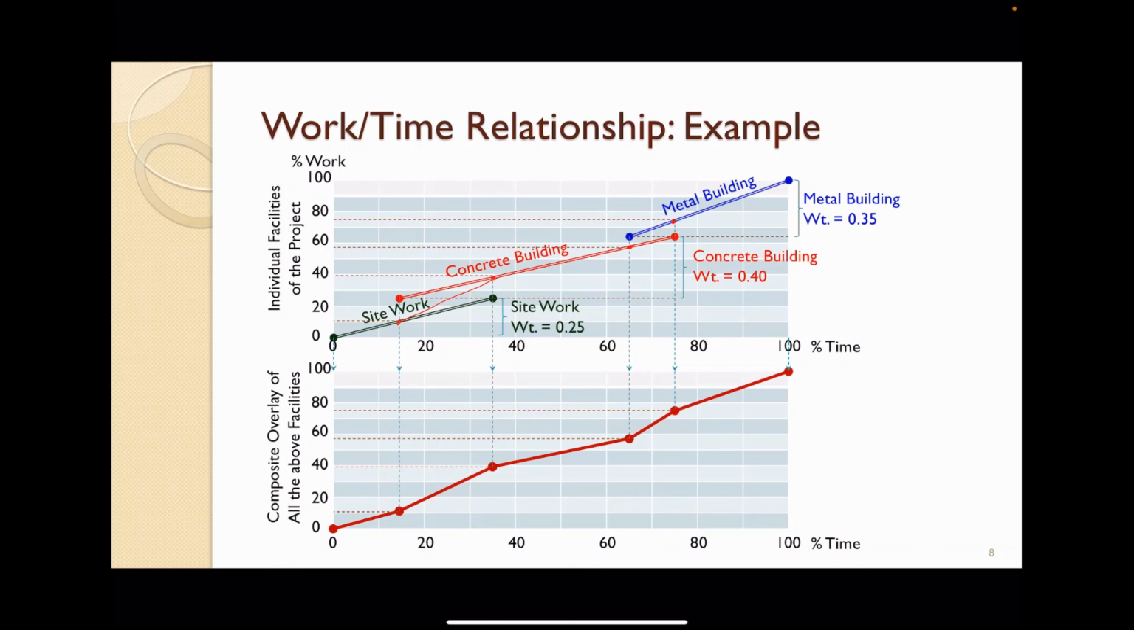I just relayed that based on what we drew by hand for that same problem. We have site work only, then concrete building, then concrete building and metal building where we have overlap, and then the metal building only. So we have the curve for the whole project.